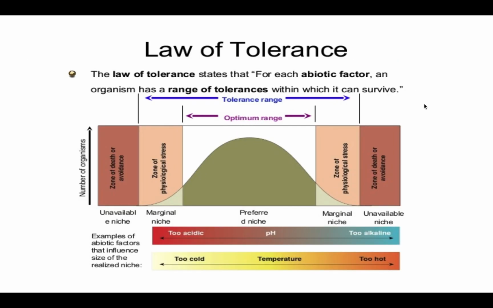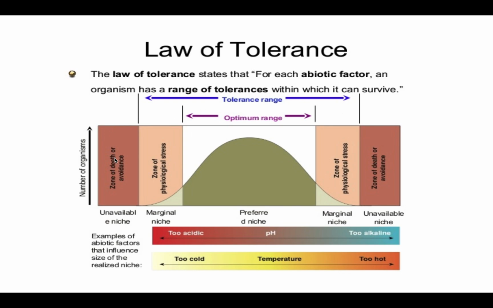All right, another really busy slide. So let's just read it. Law of tolerance. I'm going to read it to you. The law of tolerance states that for each abiotic factor, so remember abiotic, non-living factor, an organism has a range of tolerance within which it can survive. All right, so here's our blue arrow. The blue arrow is saying this is the tolerance range. So from here to here, where the blue arrow is, the organism can survive.